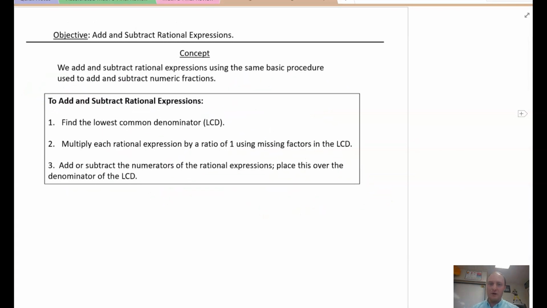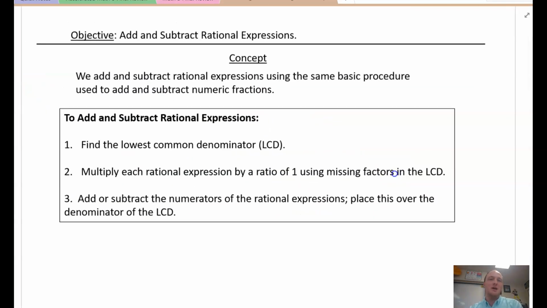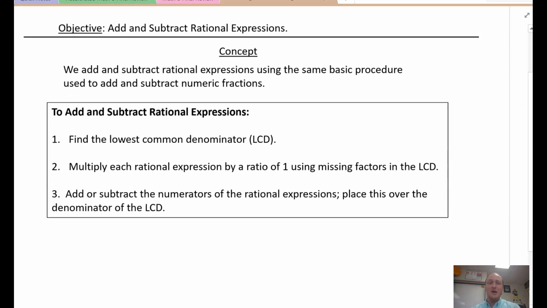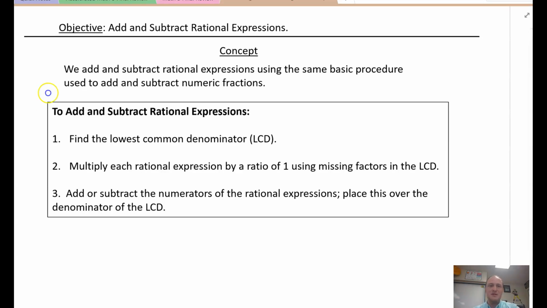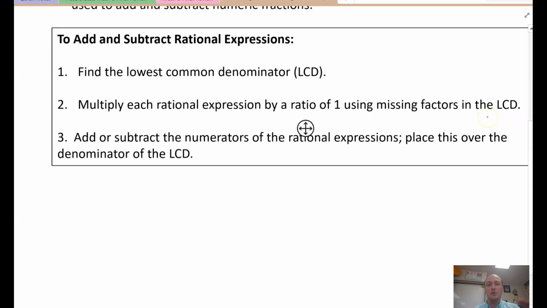Okay, here we go. Let's get into it. Our objective: add and subtract rational expressions. Here's the concept. You're going to add and subtract rational expressions using the same basic procedure that we just did. Here are the steps in order to add. First, you have to find your lowest common denominator. I'll show you how to do that, taking the factors that are the same and that are different and putting them together. That's your LCD.